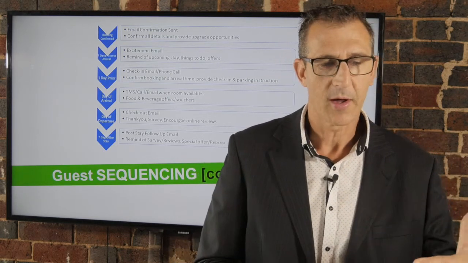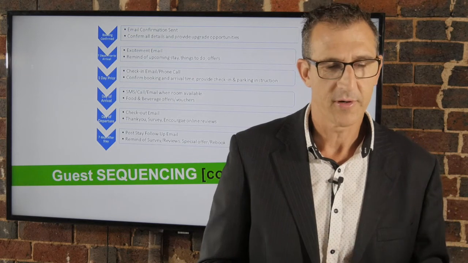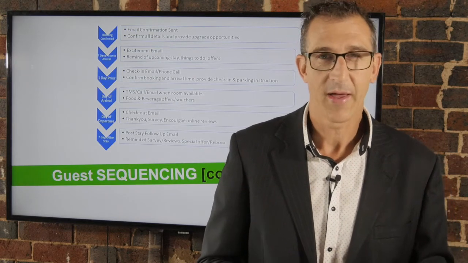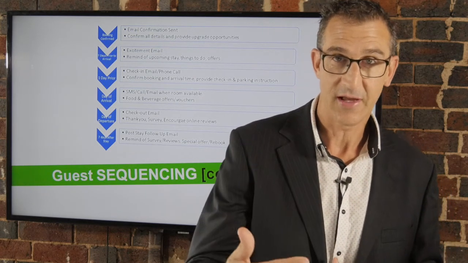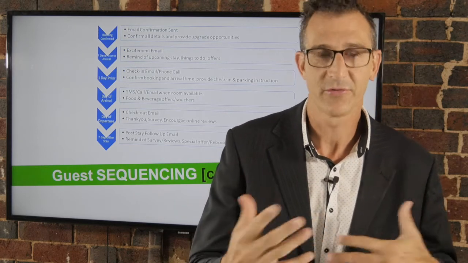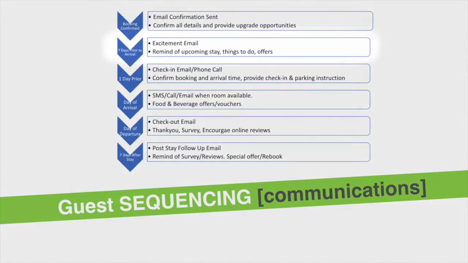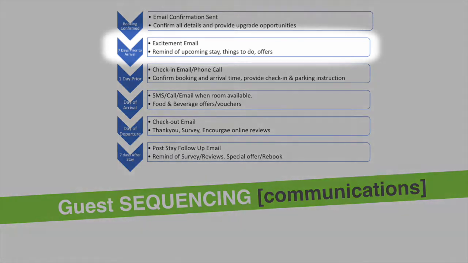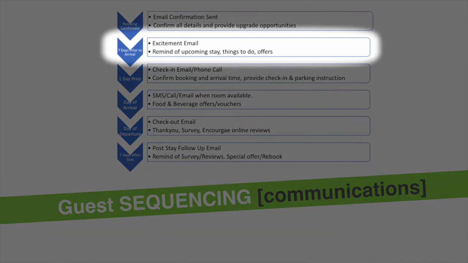The next two emails, you pick your own time frames, but potentially 7 days out. That's not a bad time to have a touch base with them again, assuming this isn't a short lead booking. It's really about a reminder of their upcoming stay, get them a little bit excited, and start talking about some of the things they can do in the area. And I think that's a valuable step you can take.